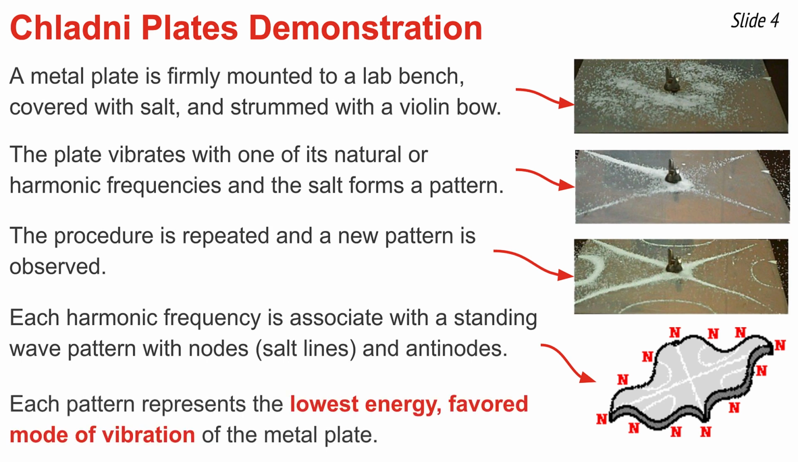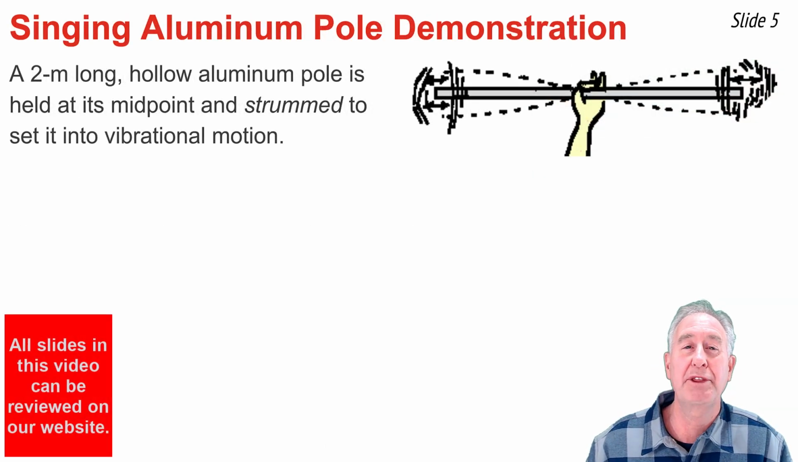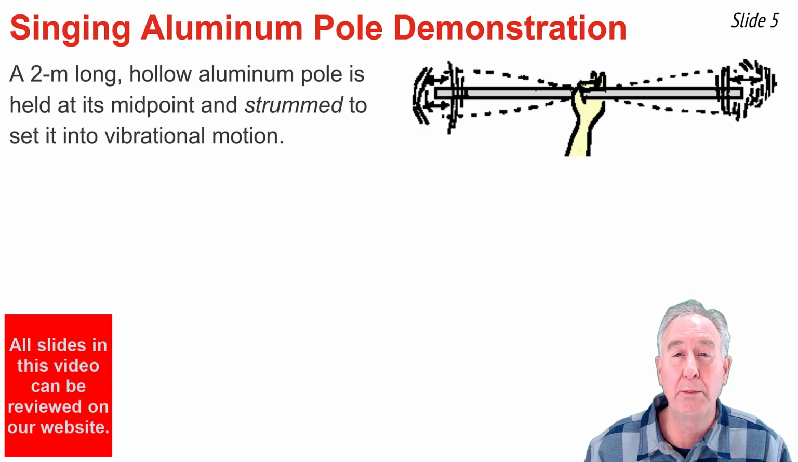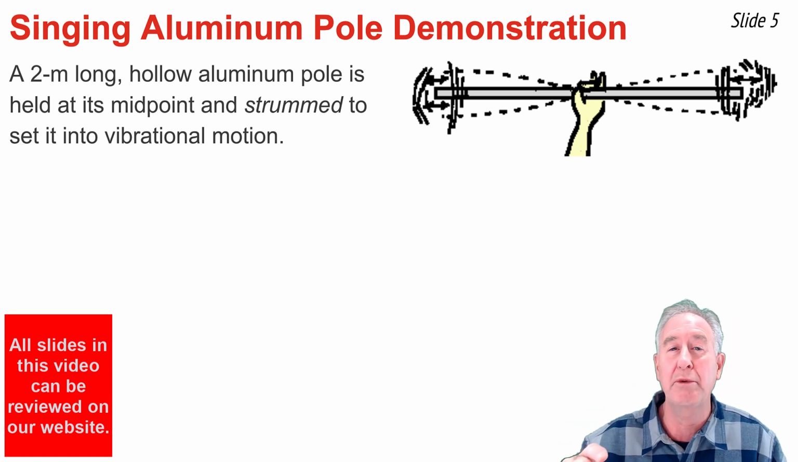Each pattern that you observe is associated with the lowest energy favored mode or manner of vibration that the plate has, and the frequencies that cause each mode of vibration are known as harmonic frequencies. Harmonics and standing wave patterns are often demonstrated with the singing aluminum pole demonstration. Imagine a 2-meter length hollow aluminum pole. You hold the pole at its midpoint, and then you take your fingers and you get them all sticky with resin, and you slide it along the pole.